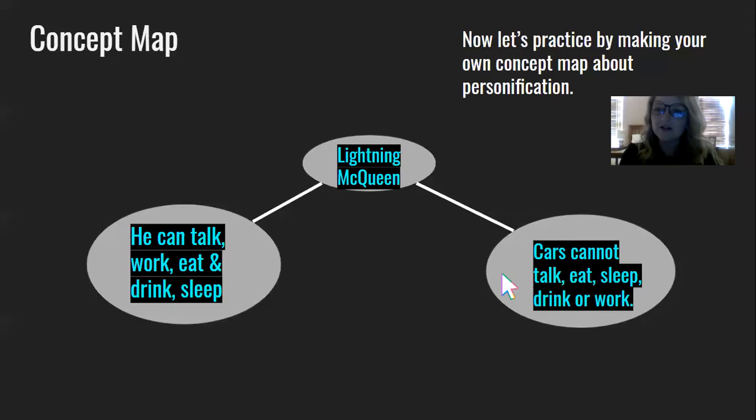So do you guys see how that works? We're breaking that down. We're saying, okay, this is an example of something that is personified, or using personification. That's what the creators of the Cars movie did. They took a bunch of cars and they gave them human traits. And they made them live as if they were humans. And it makes it a lot more fun to watch. So there's the concept map for personification. And let me see what is next.